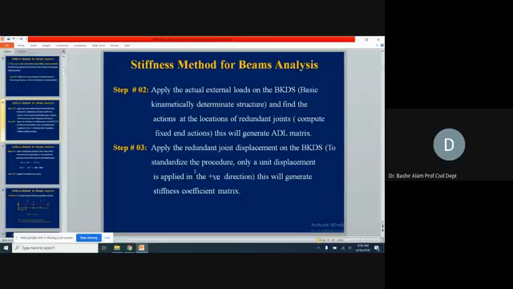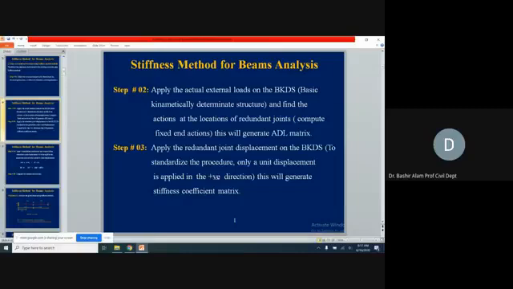Now what we do to find out this stiffness coefficient matrix, we apply the redundant joint displacement on the basic kinematic determinant structure. And now to standardize this, instead of the actual displacement, we initially apply a unit displacement and then we multiply it by the actual one. We apply this in the positive direction, and positive direction is coming from step number 1, where we assume our unknown joint displacement. And this way we generate our stiffness coefficient matrix.